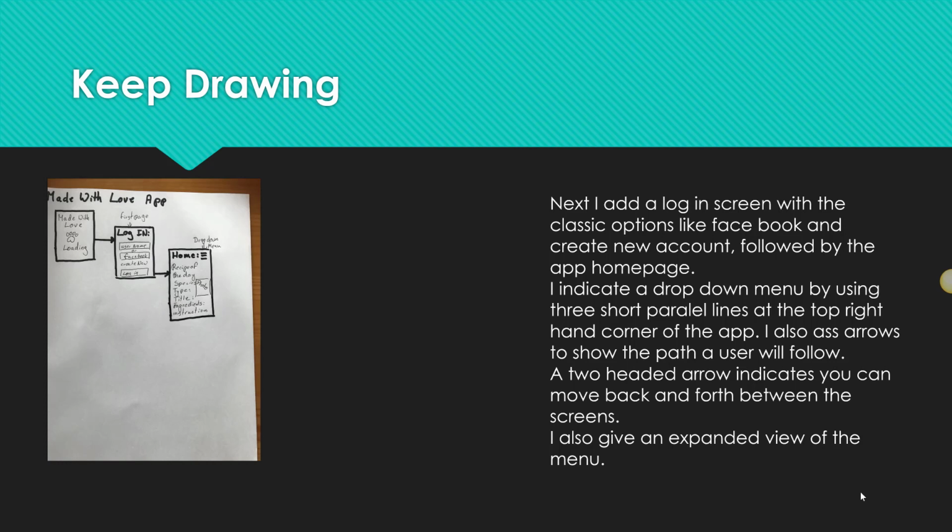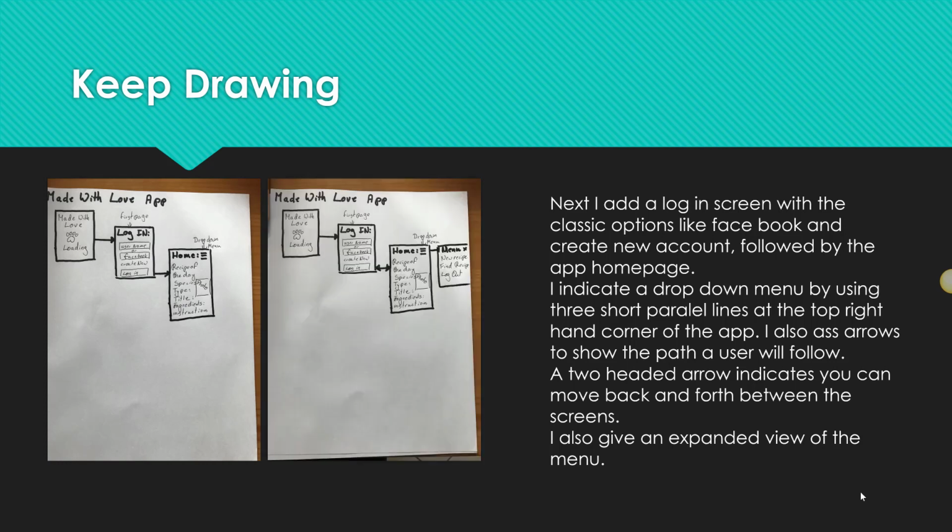Notice that I create the icon for the drop-down menu by drawing 3 parallel lines and labeling it drop-down menu. This gives you an idea that there's more. On the side, I take a note and I write out what would be in the drop-down menu. Kind of give you an expanded view.